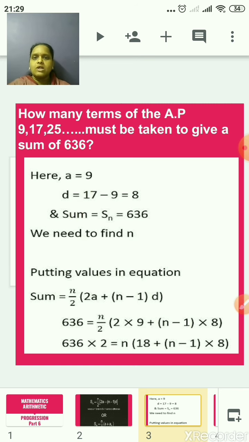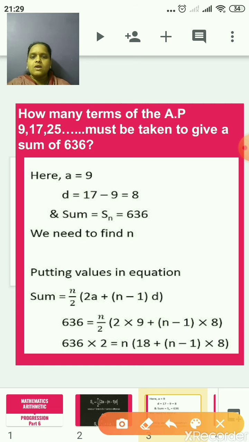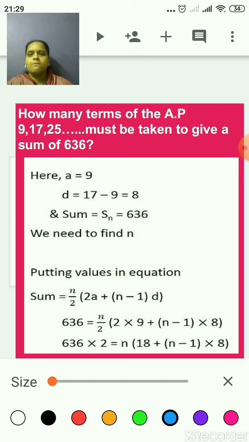Again we will solve it with the same method. Now let us see again what your AP is. The AP is given as 9, 17, 25 and so on. So what will be your a value? a is nothing but 9, that is the first term. What will be your second value? 17 minus 9, that is the second term minus the first term. 17 minus 9 is 8. So 8 is your difference.